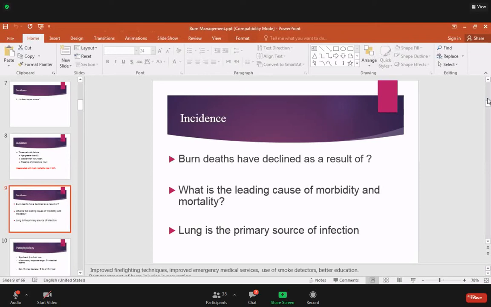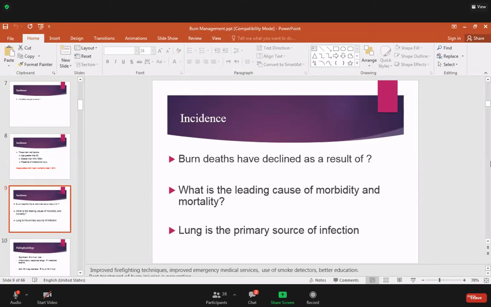But still, what is the leading cause of morbidity and mortality in the burn patients? What do you think? What is the leading cause? If we are saying that burn causes an impact, and there is a lot, there is infection, Doctor. Very good. Infections, because we just said that skin is a barrier. Skin is a barrier to infection. When the skin is lost, the body is externally exposed to a lot of microorganisms.